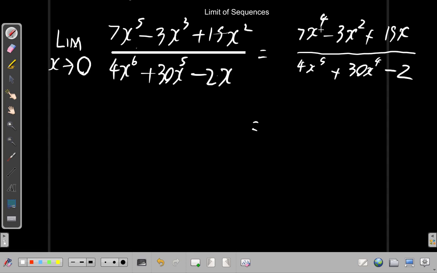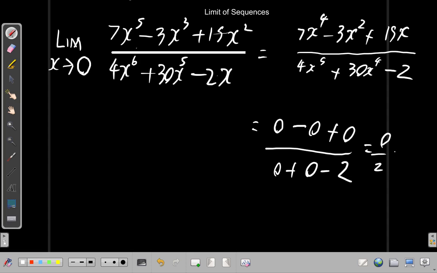Now here, as x tends to 0, you would have 7 times 0 to the 4th, which is 0, minus 3x squared: 0 squared is 0, 0 times 3 is 0, plus 15 times 0 is 0. Divided by 4 by x to the 5th: 0 to the 5th is 0, 4 times 0 is 0, plus 30 times x to the 4th: 0 to the 4th is 0, 30 times 0 is 0, minus 2. So now we have 0 over minus 2, which is 0. So the limit does exist, and it is 0 in this case.